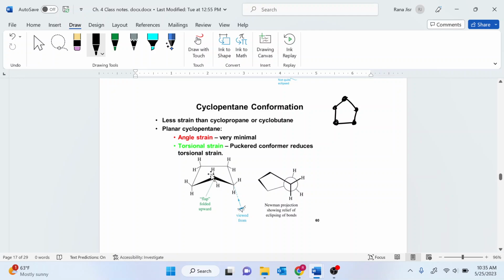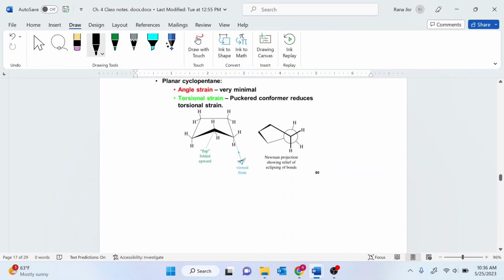Whenever I ask you a question about stability, it's better to represent the cycle in a puckered conformation rather than representing it in a planar conformation. This is more stable because it has less torsional strain. This means it has less energy. Definitely the angle strain is there. But the angle strain compared to cyclopropane is way less because here now the bond angle is 120 degrees. In cyclopropane, the bond angle was 60.